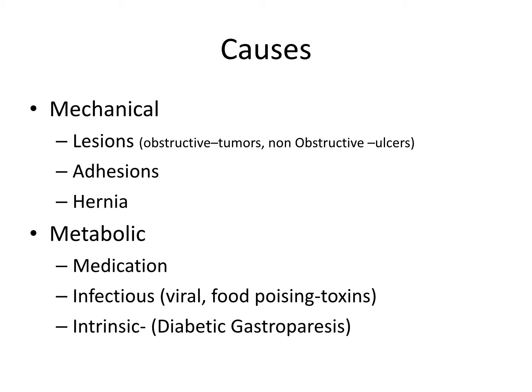Metabolic causes of bowel obstruction or symptoms of bowel obstruction may be medications. We know pain medication and muscle relaxants for patients that have chronic pain may cause this. Infectious causes, such as viral illness and or food poisoning with toxins, may cause bowel obstruction. And other disease-related problems intrinsic to the GI tract anatomy, such as achalasia or diabetic gastroparesis, may also present with signs and symptoms of bowel obstruction.